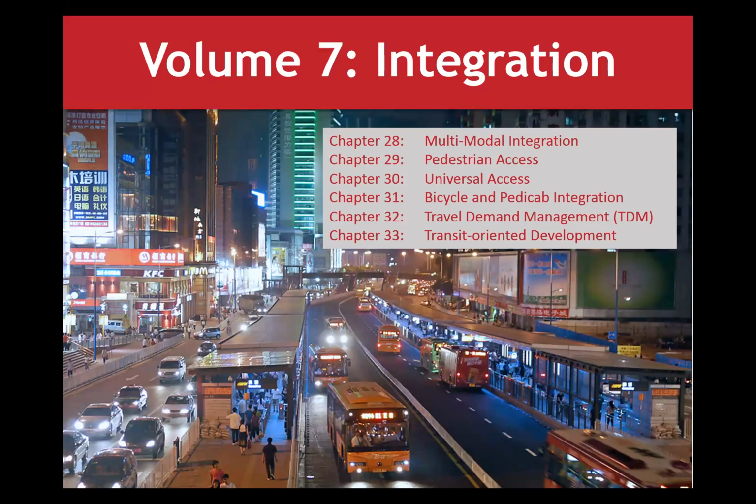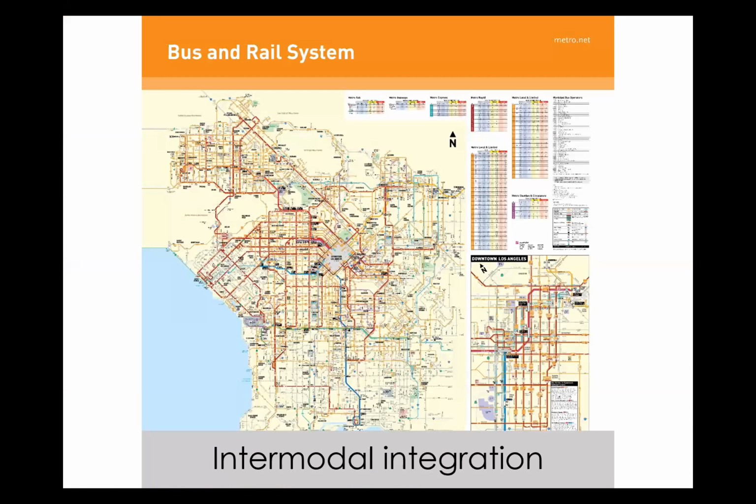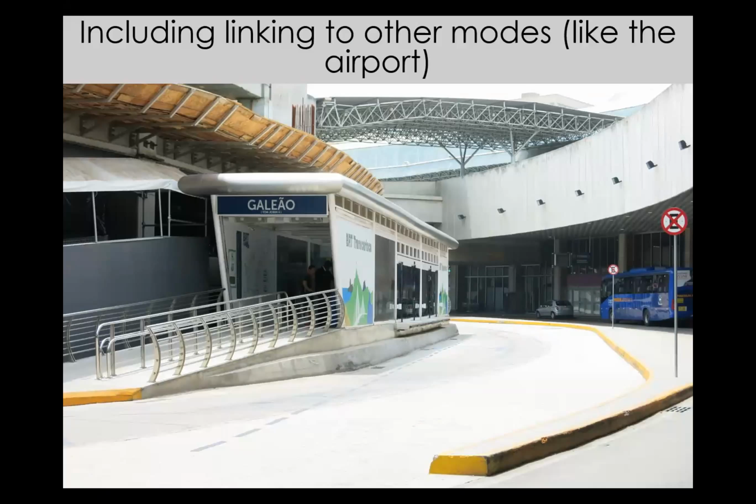And finally, with integration, we're looking at multimodal integration, pedestrian access, universal access, making sure there's integration with the bicycles, travel demand management, and also the integration of the transit system within the urban environment and specifically transit-oriented development. So one thing as you're considering planning your BRT is to think about intermodal integration. How does the system integrate with other systems that you already have, from rail to bike share to other buses? It's also linking it to other modes like the airport. This is in Rio.